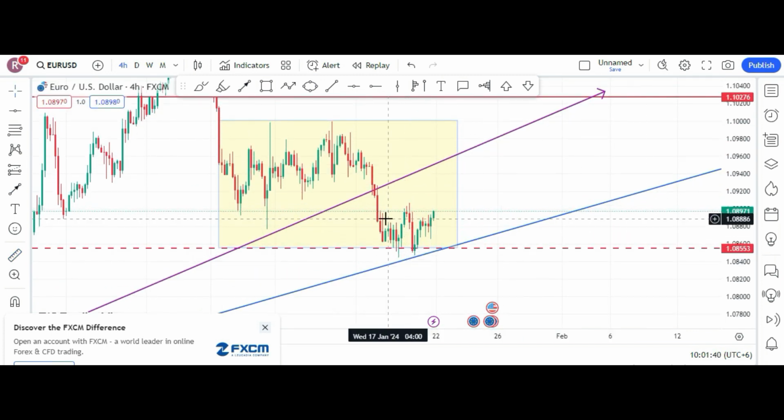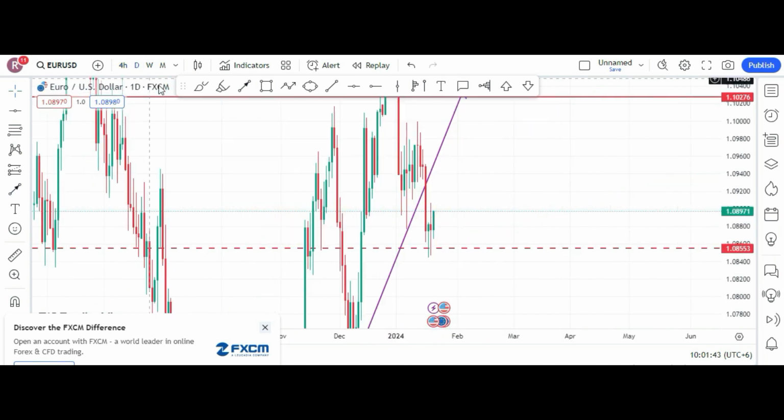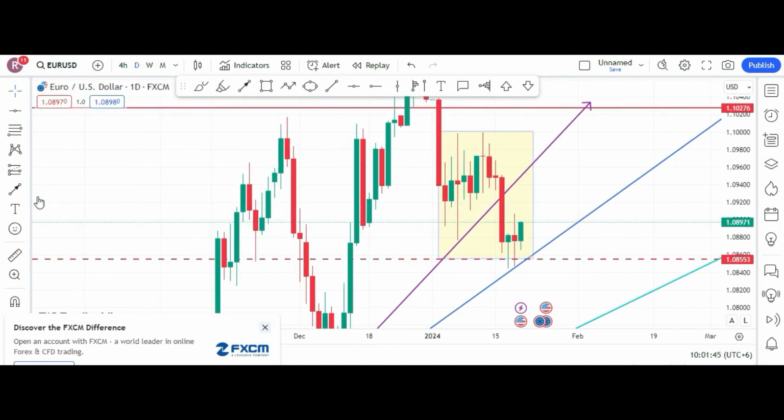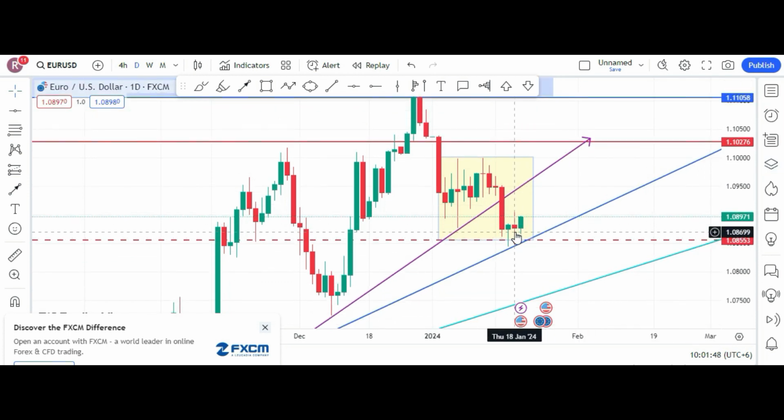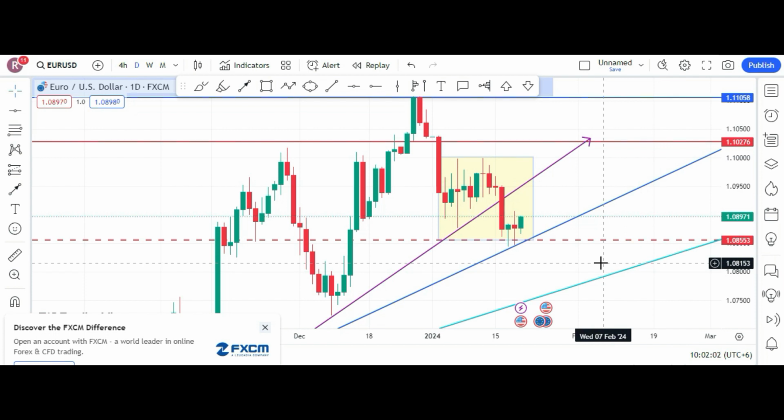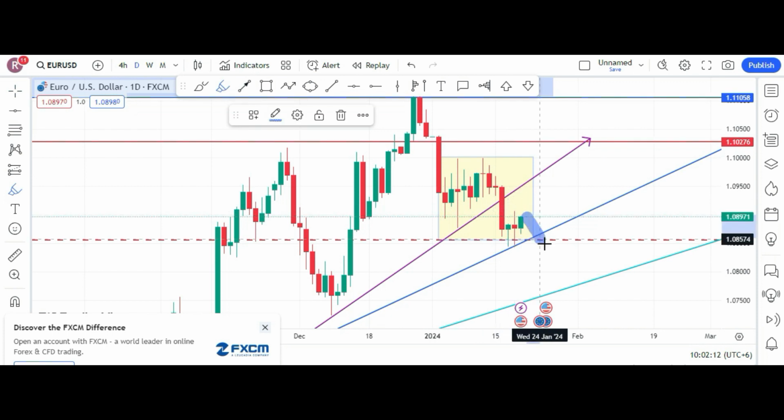Any trade taken here, if we go to daily, this is the box we have. Okay, can you guys see? 1 2 3 4 5 6 7 8 9 10 11 12 13. For the 13 days, almost 3 weeks, it is moving in this box. So my suggestion is to wait to break on this side, or on the top side.